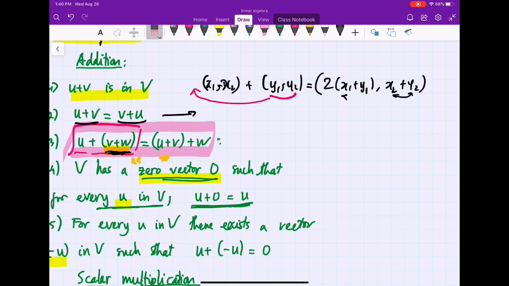Now let's check the third property. Okay, so you have 3 vectors.